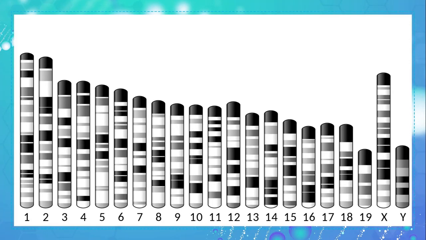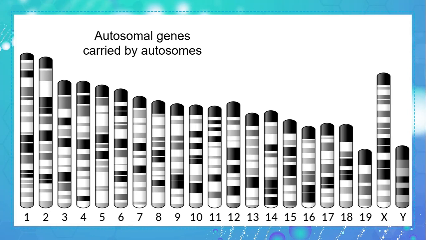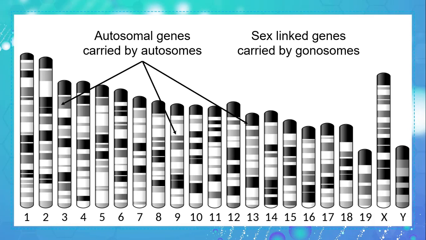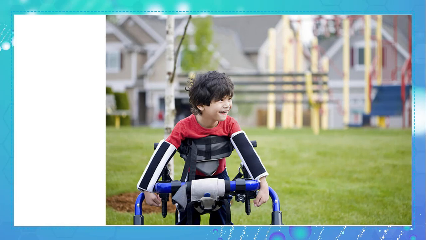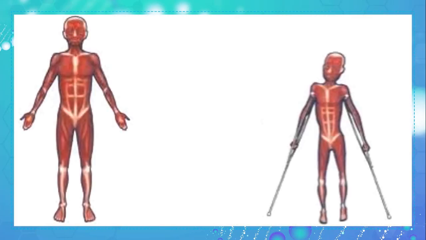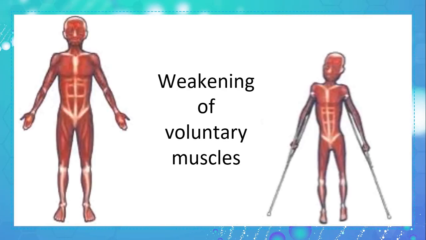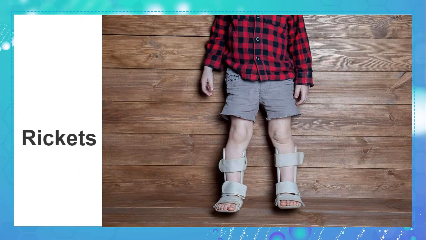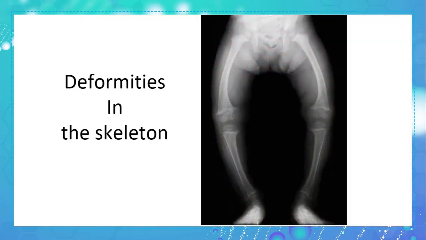In the introduction to this chapter, you have recalled that genes could be autosomal genes carried by the autosomal chromosomes or sex-linked genes that are carried by the gonosomal chromosomes X and Y. Some sex-linked genes are responsible for serious genetic disorders like Duchenne muscular dystrophy, DMD, which is a disease characterized by the weakening of voluntary muscles, or rickets, which is another disease characterized by deformities in the skeleton.